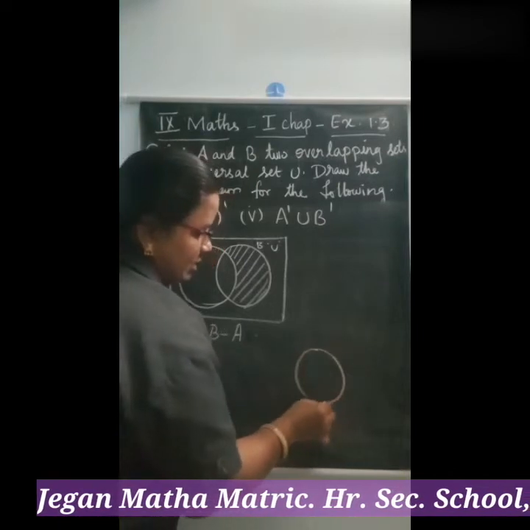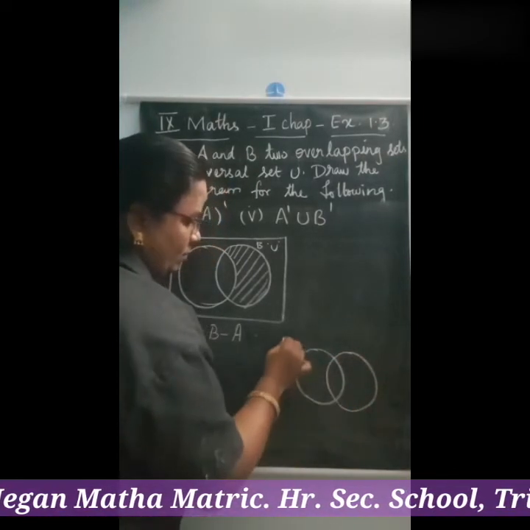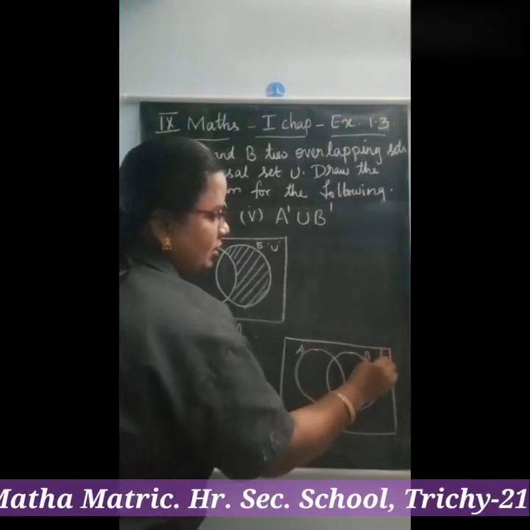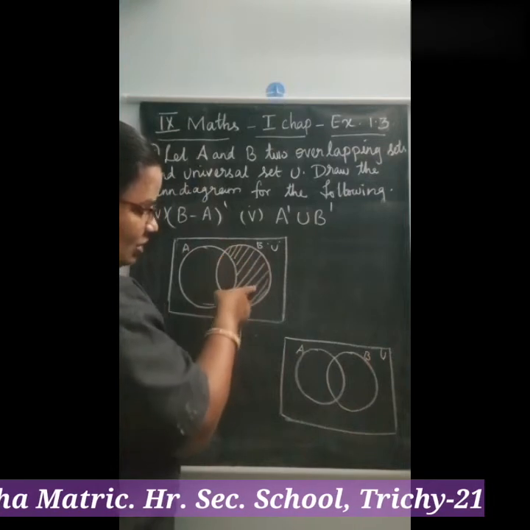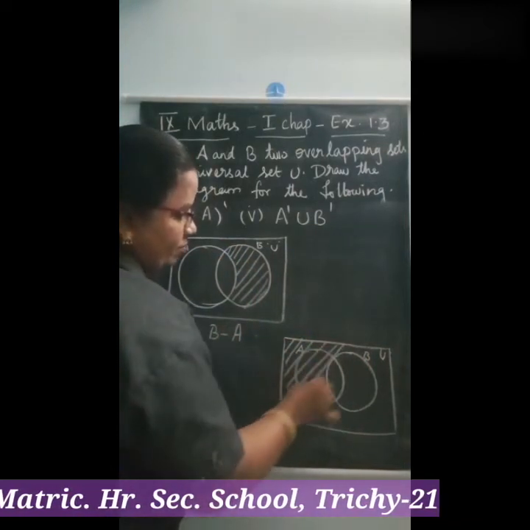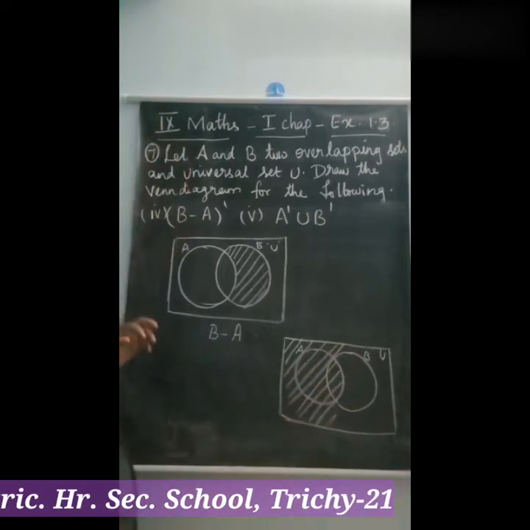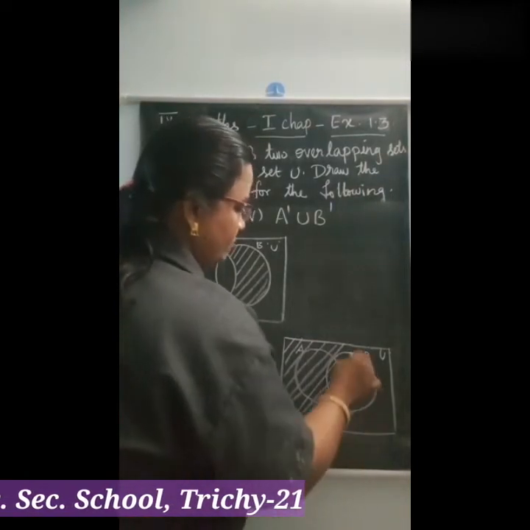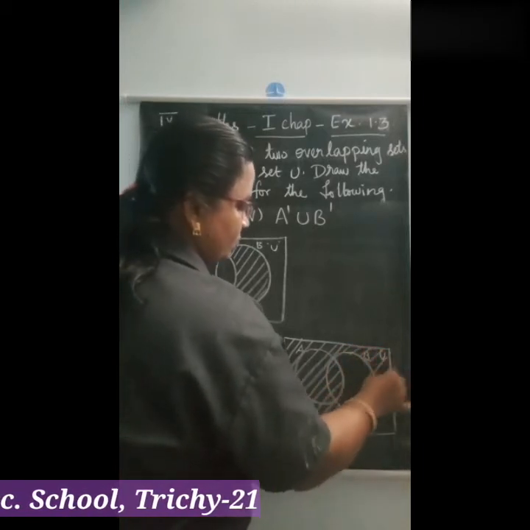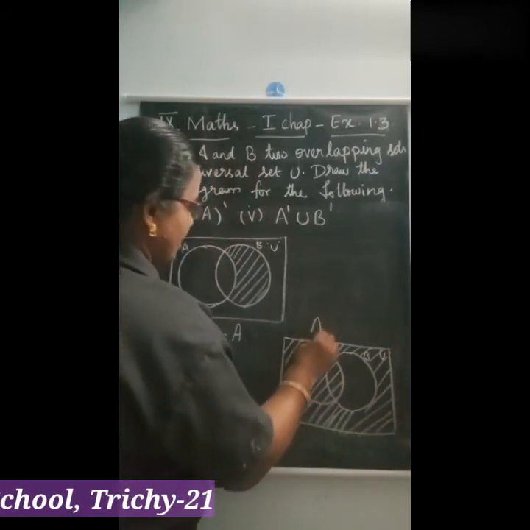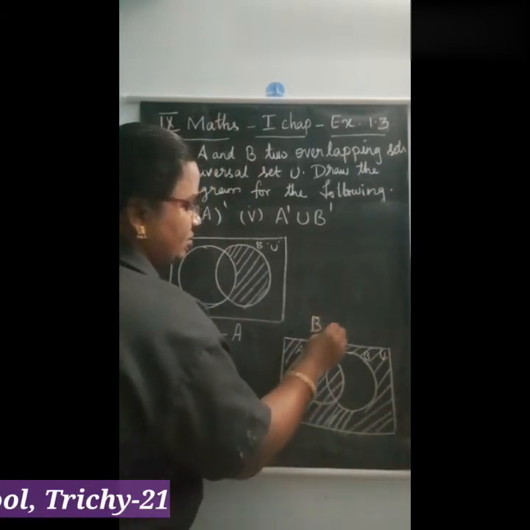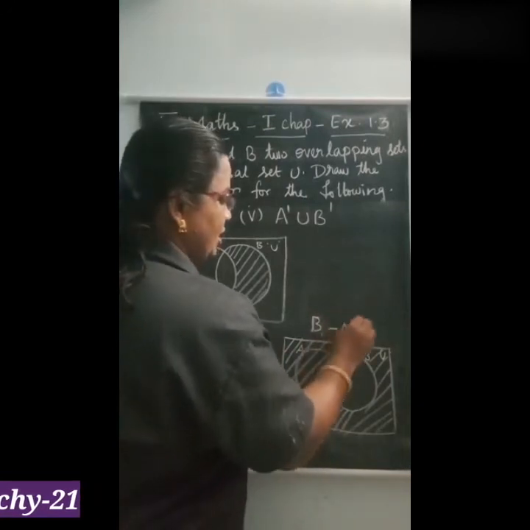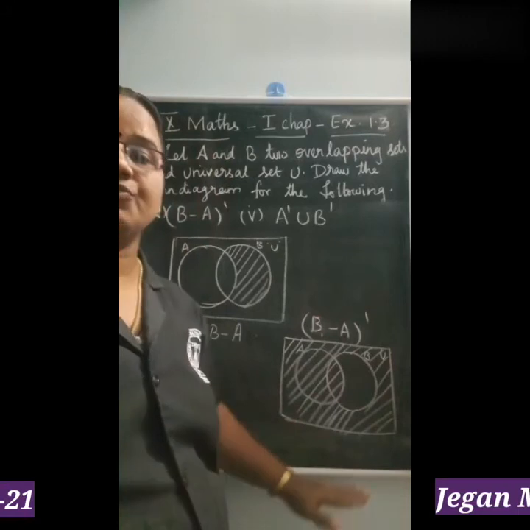First you have to draw two sets. This is A, this is B and this is the universal set. Except this shaded region, you have to shade the remaining parts. So this is B difference A the whole dash. This is the shaded region for this one.